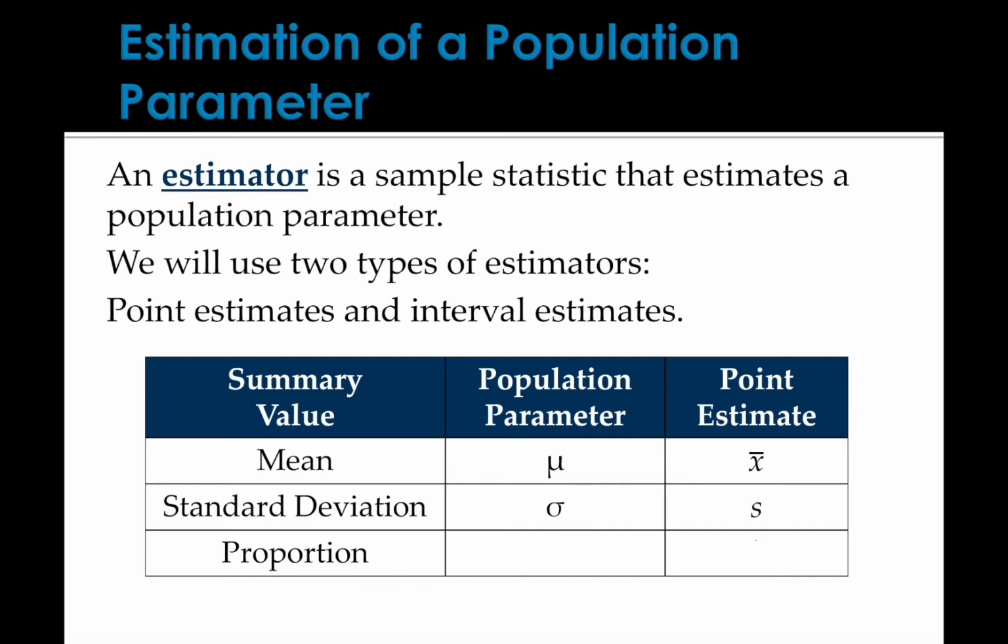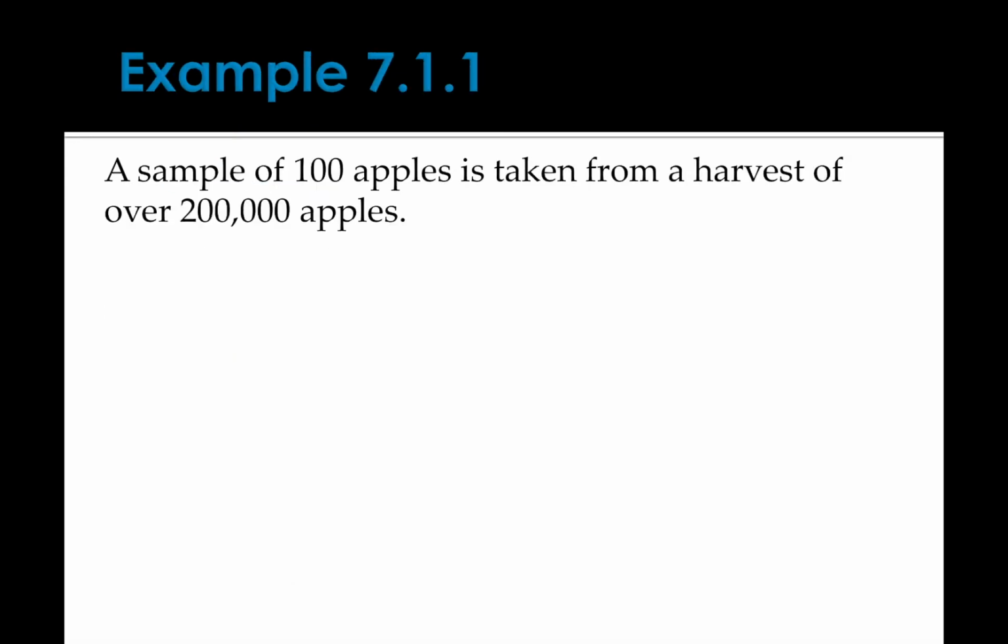And then our most recent one we've learned about is the proportion. If we're interested in the population proportion, we use a lowercase p. And then our point estimate that we learned about in chapter 6 for the population proportion is the sample proportion, and we use p with a little hat on it, p hat. Okay, so just as a quick review of sample means and sample proportions, we'll do a little example here.